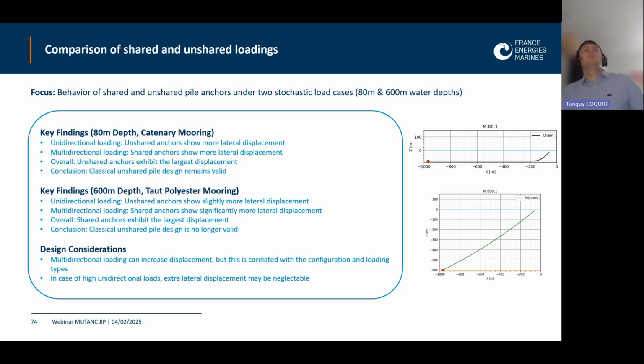So if we want to have some design considerations, we can say that multidirectional loading can increase displacement, but this is correlated with the configuration and loading types. It is a little bit too early to give generalized recommendations about the type of mooring design impacting the anchor design for shared anchors, and it is just a tendency that must be further proven in the numerical analysis. Also, in case of high unidirectional loads, extra lateral displacement may be negligible.